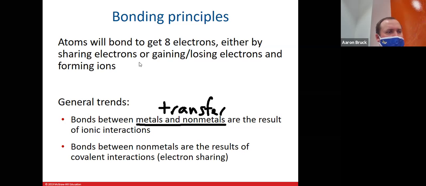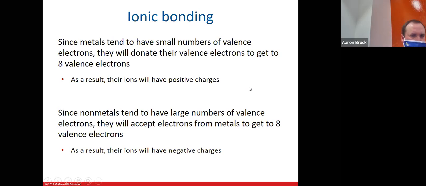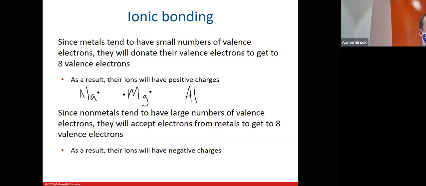Well, let's start with ionic bonding. In ionic bonding, our metal atoms tend to have small numbers of valence electrons. So for example, we have sodium, magnesium, aluminum. Sodium's got 1, magnesium's got 2, aluminum's got 3.